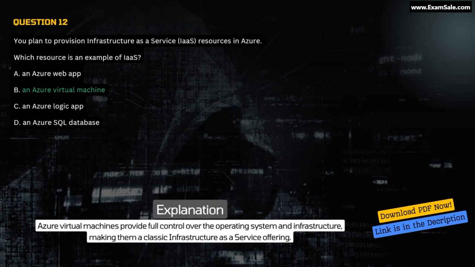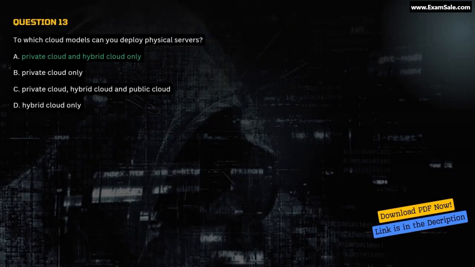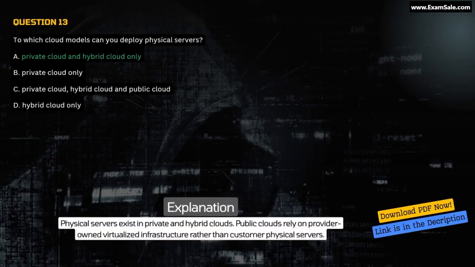service offering. Question 13. To which cloud models can you deploy physical servers? A. Private cloud and hybrid cloud only. B. Private cloud only. C. Private cloud, hybrid cloud, and public cloud. D. Hybrid cloud only. Correct answer A. Private cloud and hybrid cloud only. Explanation. Physical servers exist in private and hybrid clouds. Public clouds rely on provider-owned virtualized infrastructure rather than customer physical servers.